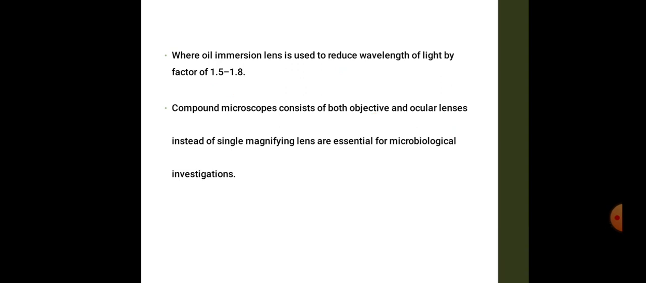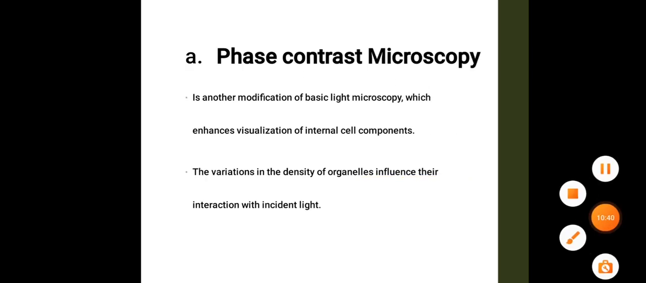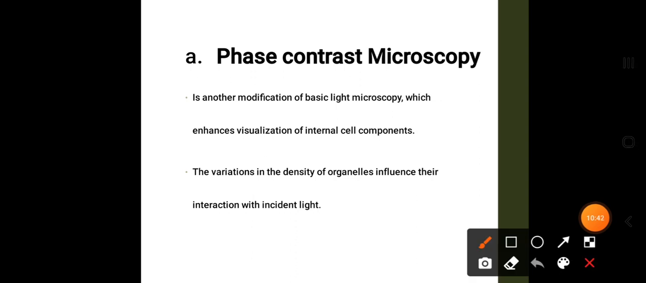Now we will discuss phase contrast microscopy. What is phase contrast microscopy? Phase contrast microscopy is another modification of the basic light microscopy. Phase contrast means it will contrast the specimen and the light, which will give one final image according to the light source. It will magnify the image and give the phase contrast. Contrast means it will clear the image against its background.